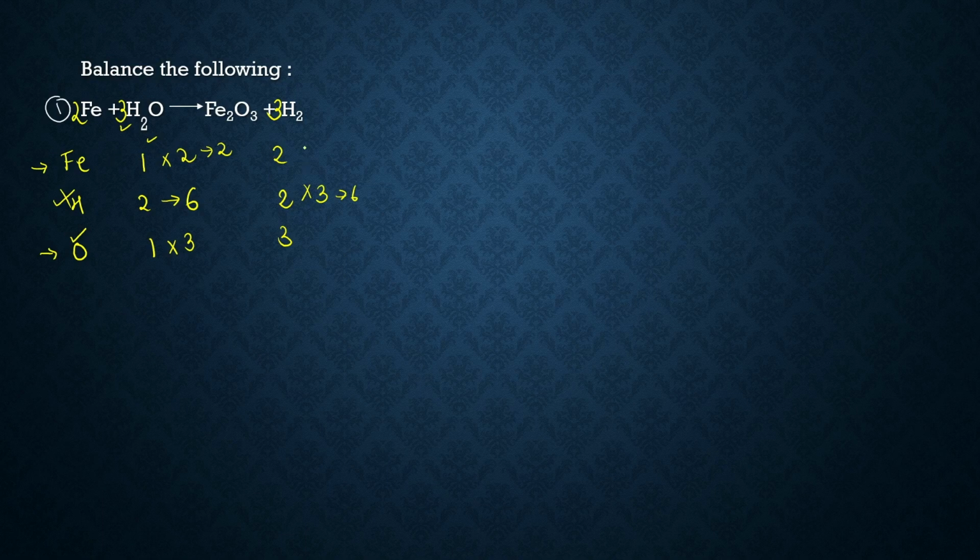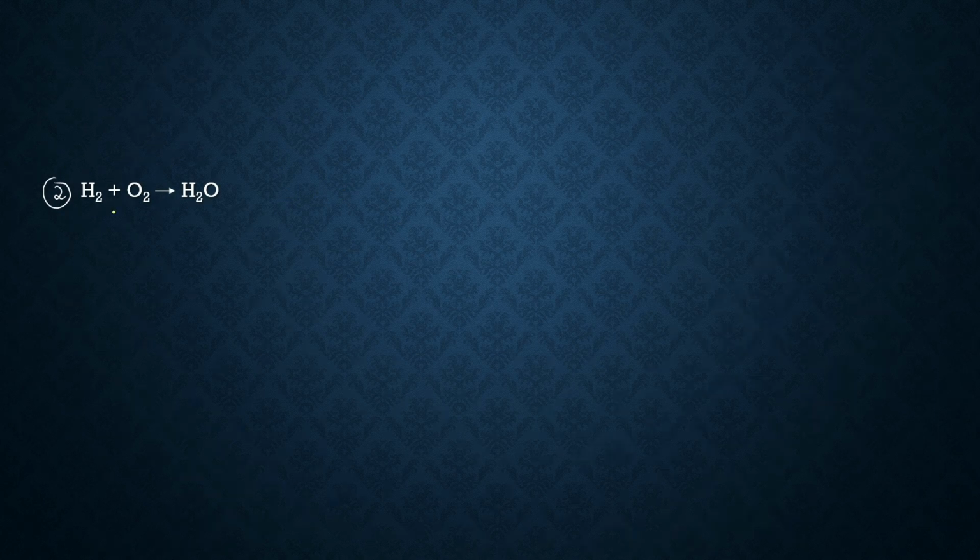Okay, fine. So now if you observe, your iron is also balanced, hydrogen is also balanced, and oxygen is also balanced. So this is your balanced equation. Now let's move on to the next problem.